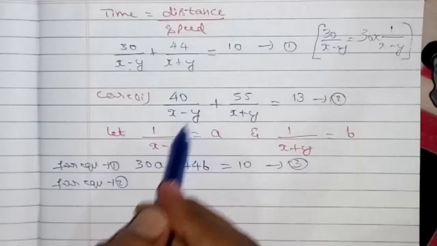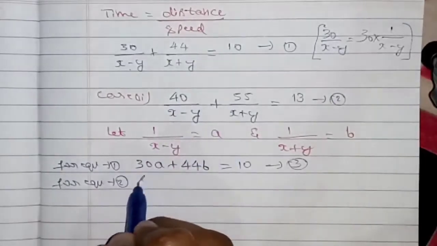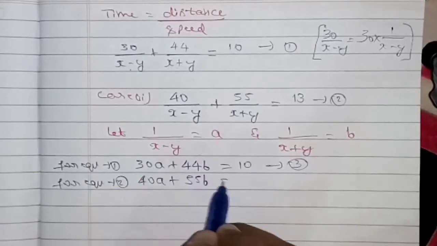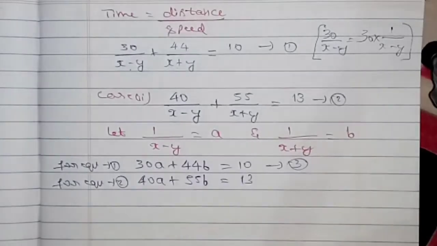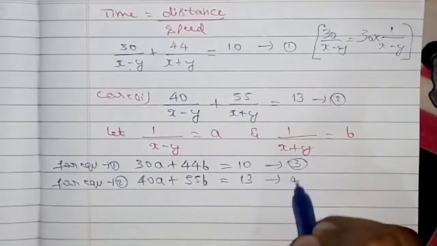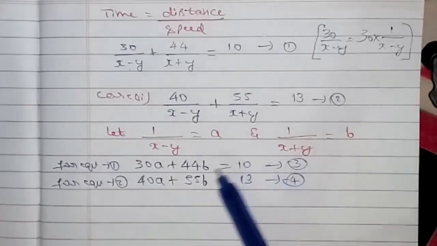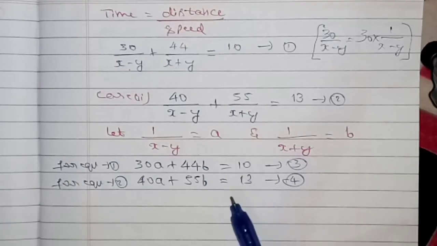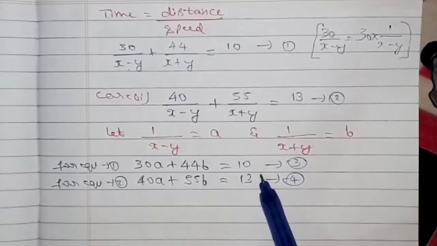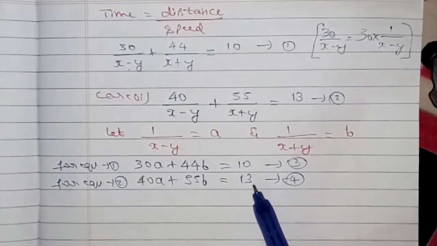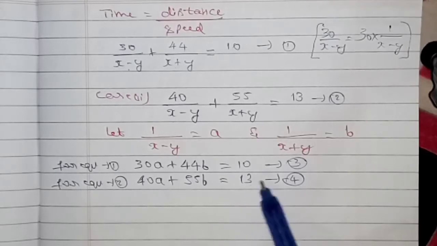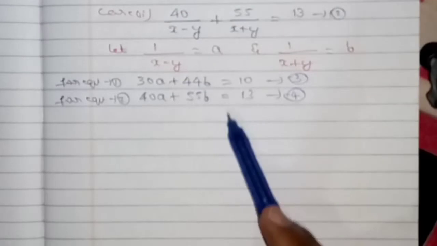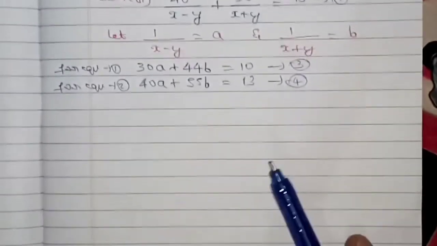So therefore 40 divided by x minus y can be written in the form of 40a plus 55b is equal to 30, right children? Now call it equation number 4. Now solve these equations by using the elimination method or substitution method, or whichever method you need, you can solve it, children. Okay, now I'll solve these two equations by the elimination method.